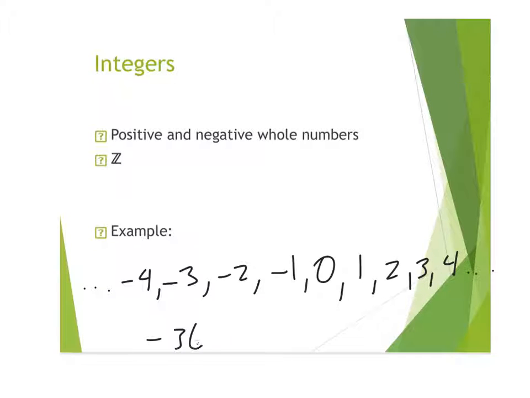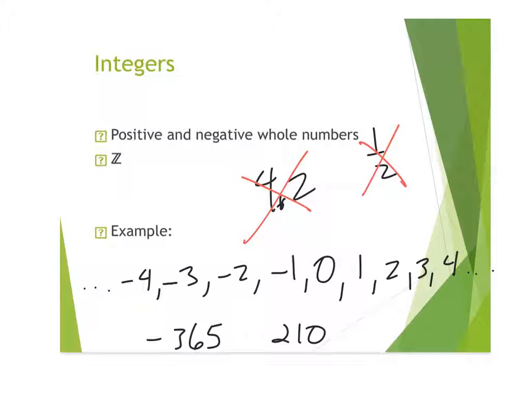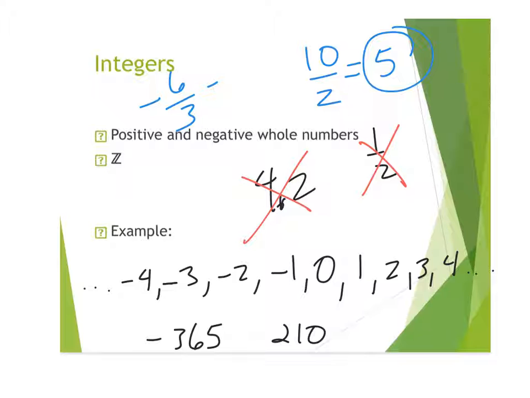So -365 is an integer. 210 is an integer. Now you can't have decimals. You can't have like 4.2. You can't have fractions like 1/2. So these are not considered integers. However, if I had 10 halves, because technically that's the number 5 in disguise, that would make 10 halves an integer. You could have something like -6/3, because it's really the number -2 in disguise, which is an integer.